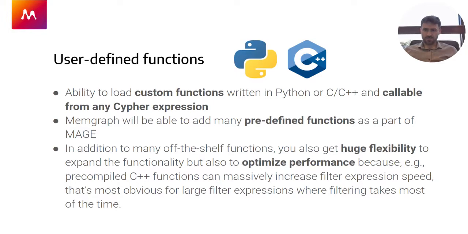User-defined functions are there because they allow extending functionalities by writing custom code in C++ and Python, and they are callable from any Cypher expression. The Memgraph team will add a lot of these predefined functions as part of the Memgraph MAGE project, which is an open source project on GitHub, and the functionalities there are getting packaged together with the Memgraph platform. In addition to many off-the-shelf functions, these functions will allow you huge flexibility to extend functionalities, but also optimize performance, because a lot of these huge filtering expressions can be implemented, for example, in C++ or Rust. These large filter expressions that are interpreted can now be replaced with compiled code, and that will run much faster.